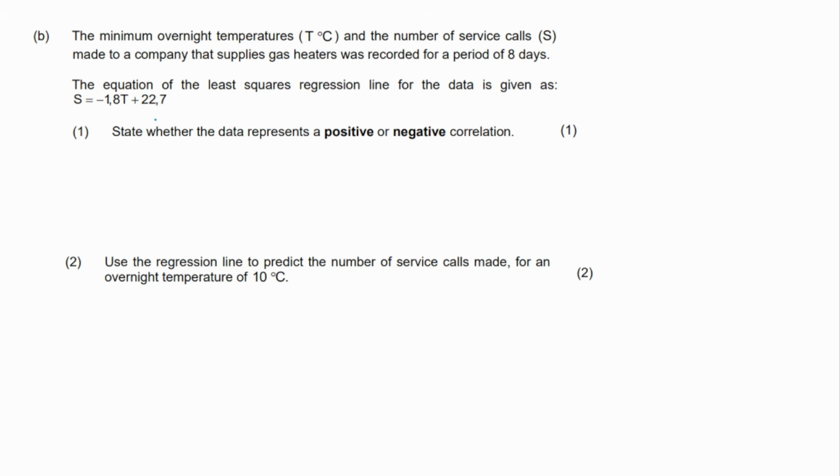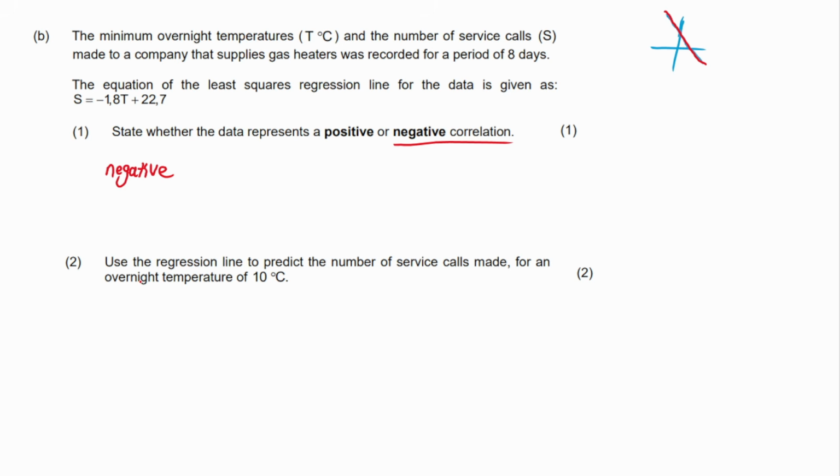So this is just a straight line equation. If we draw our Cartesian plane, this is going to have a negative gradient, and it's going to cut the y-axis somewhere positively, so it's going to look like this. Let me do another color. We know it's going to look something like this, and the gradient of this is negative, so we know it's going to be a negative correlation. So here we just say negative.